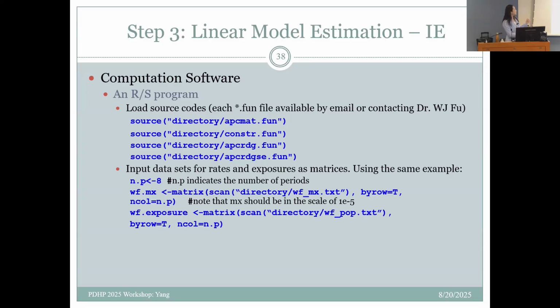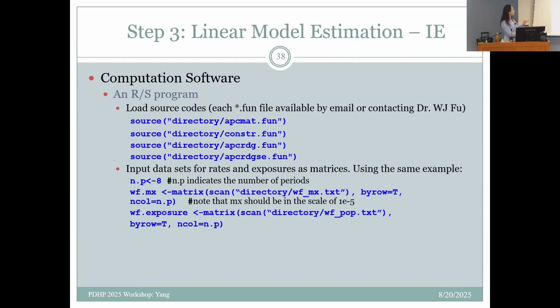And then the codes to actually fit the model, again, you input data sets separately for rates and exposures. It's a little different from Stata. Stata uses death counts and exposure, the ratio of which are rates. Here, for our codes that are written here, rates are already their own matrix, and then you have exposures as well. And so you read them in as matrix.